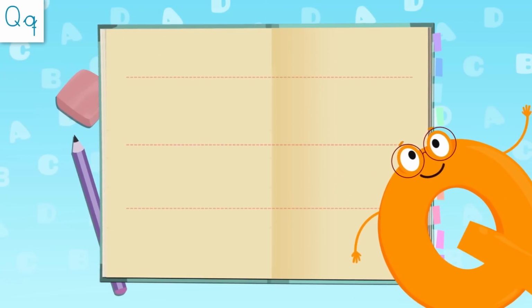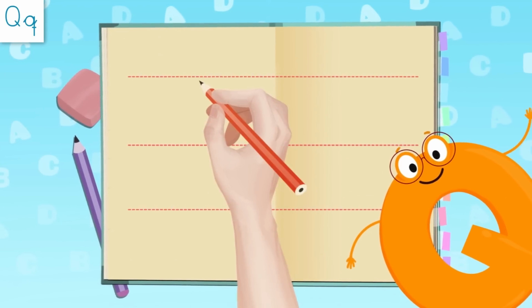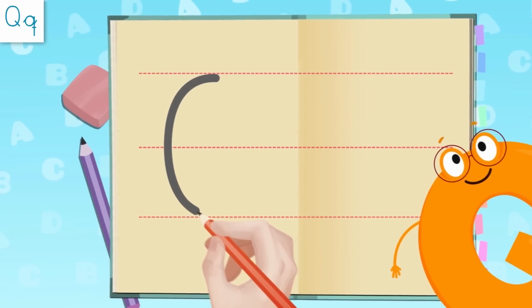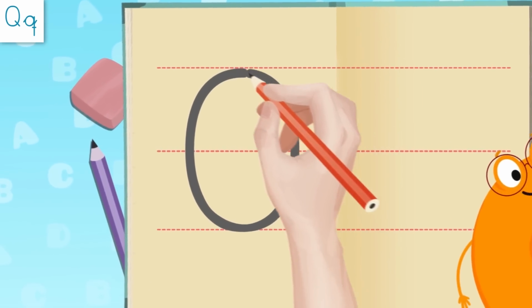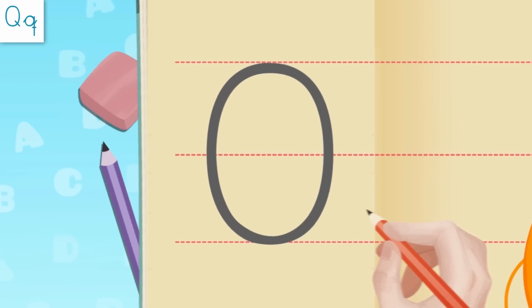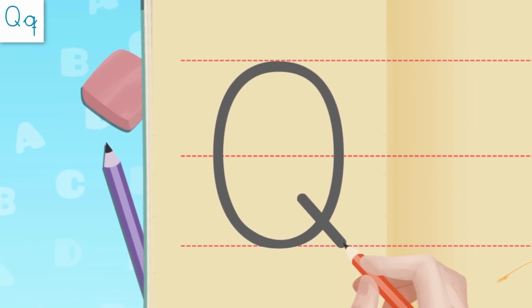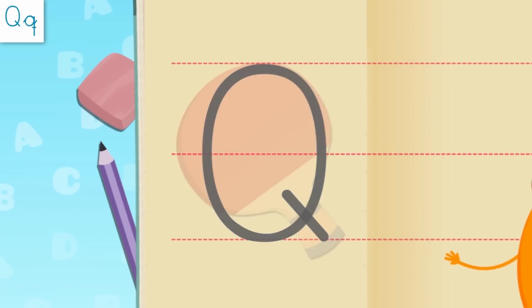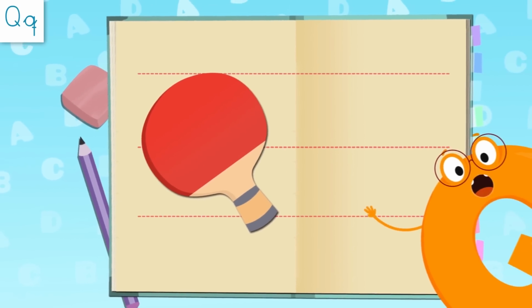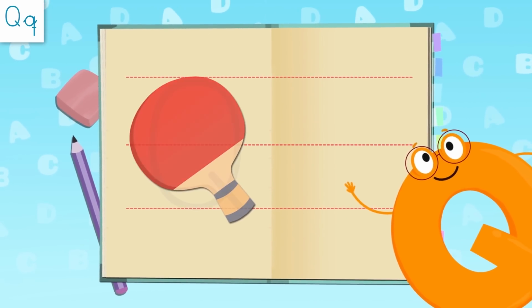Let's start with a capital letter. We start here and draw a circle. Well done! Wait, we need to draw this little line here. Yep, now it's correct. Oh! I look like a table tennis paddle.